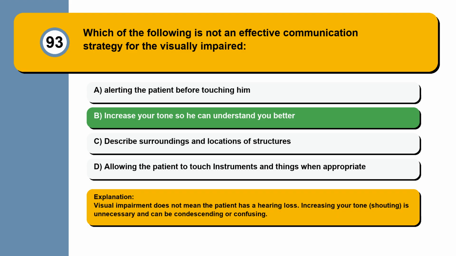Explanation. Visual impairment does not mean the patient has a hearing loss. Increasing your tone, shouting, is unnecessary and can be condescending or confusing.